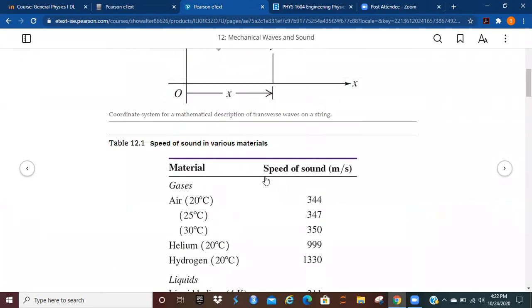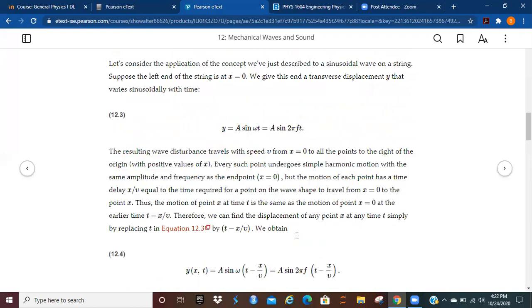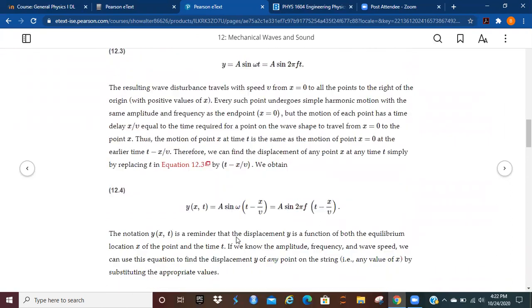Here's a list of all the speeds of sound. So if we go through and if we do that, then we can say that y is equal to A times the sine of omega t, or A times the sine of 2 pi f t. The resulting wave disturbance travels with speed v from x equal to 0 to all the points to the right. Every such point undergoes simple harmonic motion with the same amplitude and frequency as the endpoint. But the motion of each point has a time delay, x divided by v, equal to the time required for a point on the wave shape to travel.